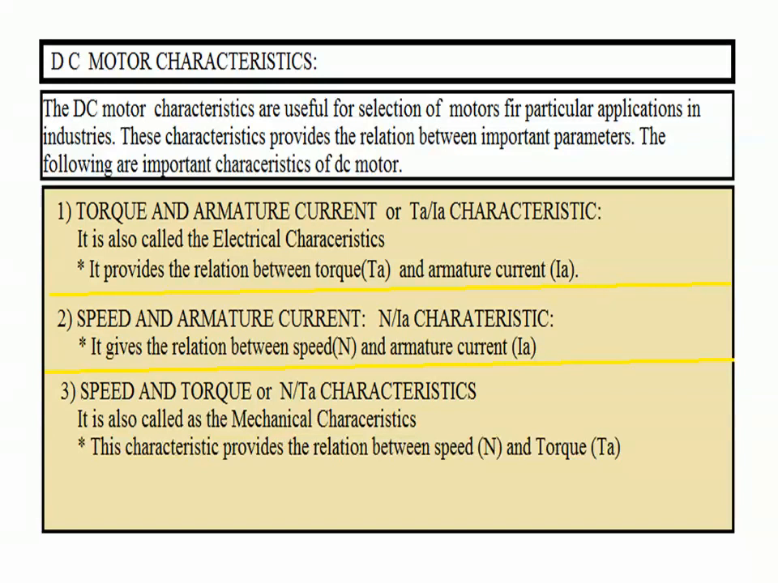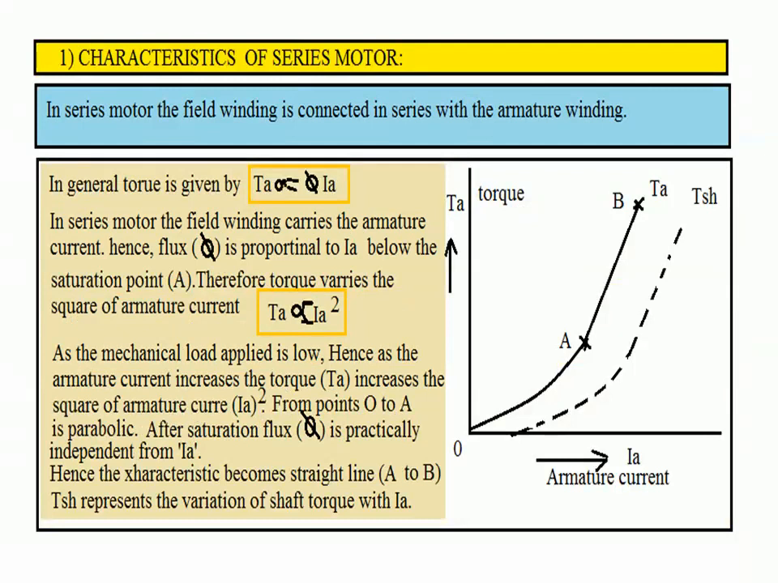Number three, speed versus torque. If the torque changes, how the speed varies. This characteristic is also known as mechanical characteristics, because the torque developed is concerned with mechanics, so it is also referred to as mechanical characteristics. This characteristic provides the relation between speed and torque. We have to discuss these three characteristics for both the series motor as well as the shunt motor.